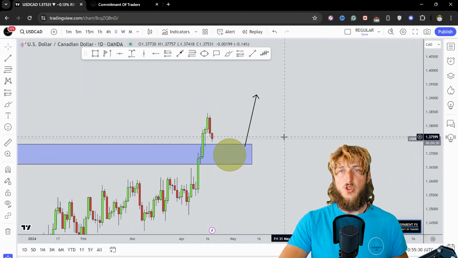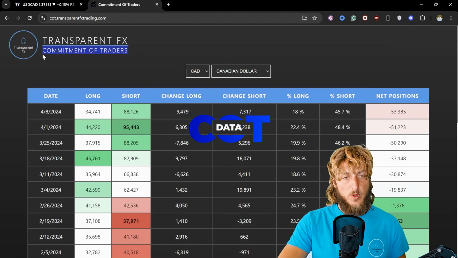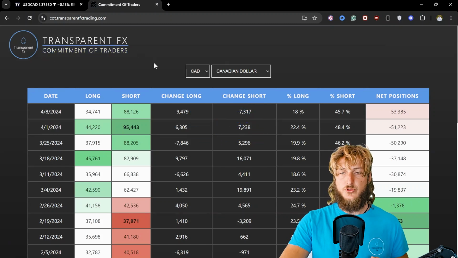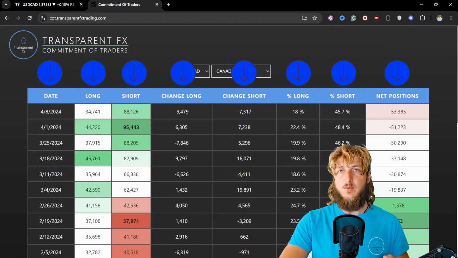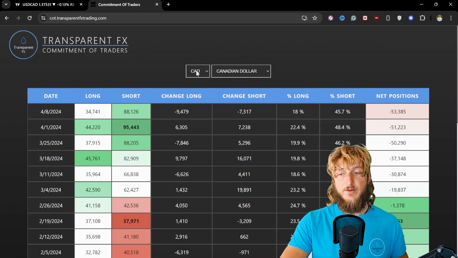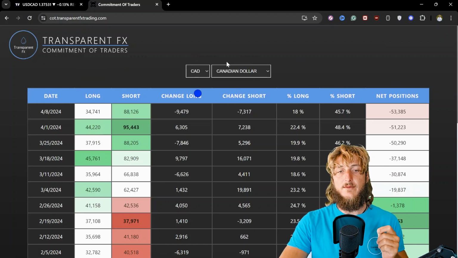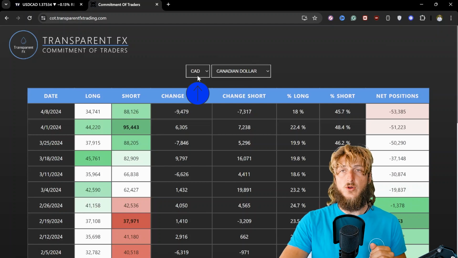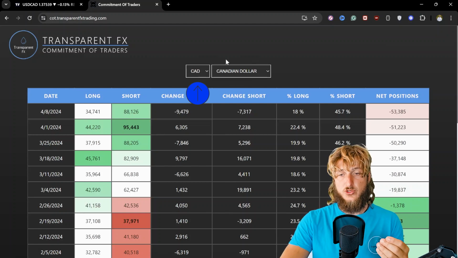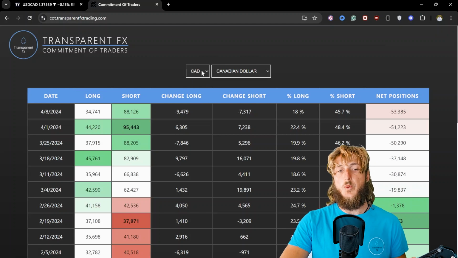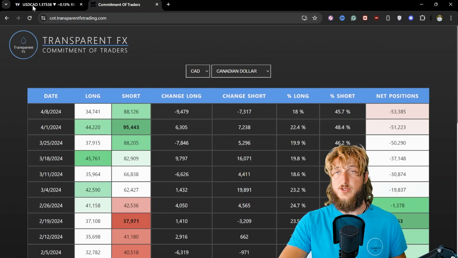Speaking about institutional longing, let's go and see what we have when it comes to the commitment of traders, so what hedge funds and the big players in the market are doing on USDCAD. The first thing we have to keep in mind is that if we're looking at the data for the CAD, we're actually already looking at CAD USD, because all currencies on the spot are traded against the USD. So since we want information on USDCAD, because that is what we're analyzing, we simply have to reverse everything.